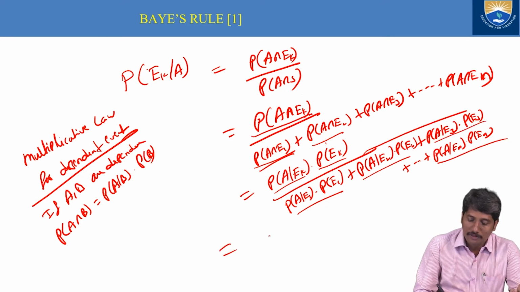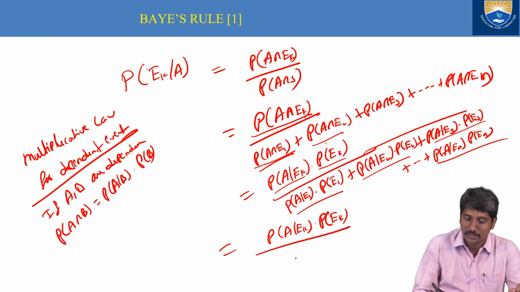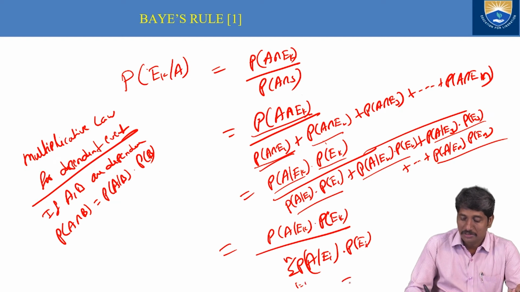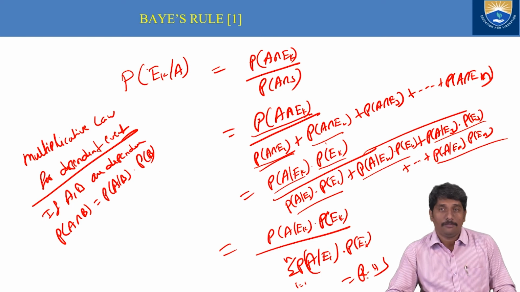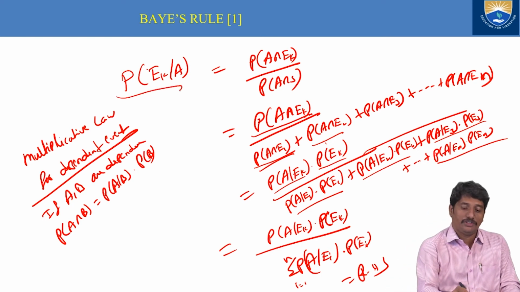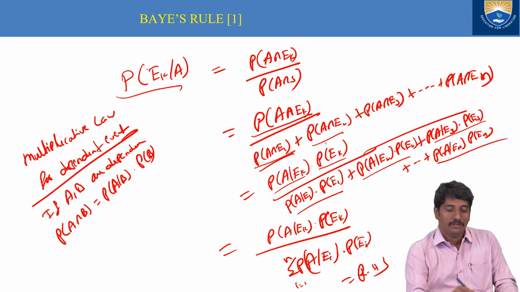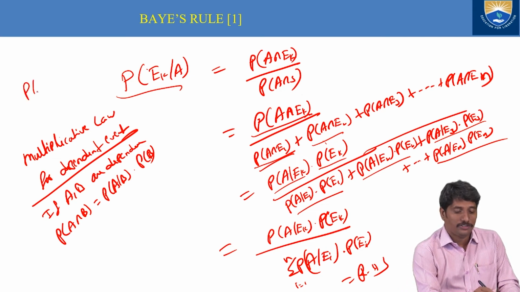Now, by compactifying, what we get, P of A given EK into P of EK is equal to summation of P of A given EI into P of EI, where I is equal to 1 to N. This is the RHS, and that is the proof of Bayes' law. So, in proving Bayes' law, we first started with the LHS, and we wrote the conditional probability definition, that is A intersection EK by A.